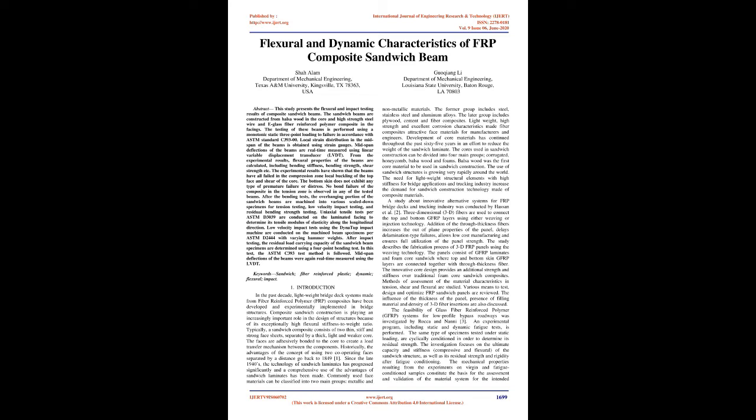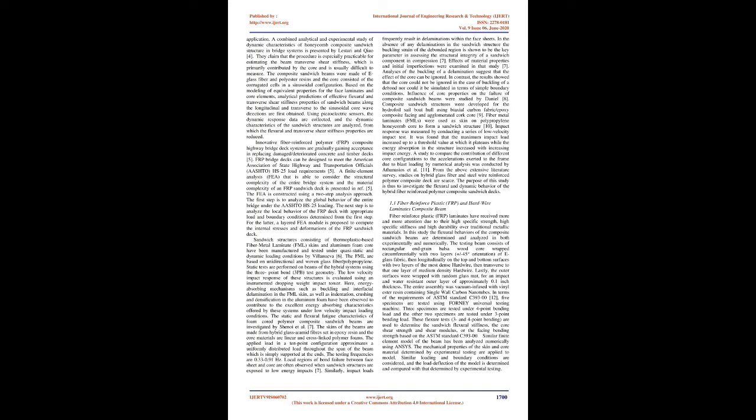Historically, the advantages of the concept of using two co-operating faces separated by a distance go back to 1849. Since the late 1940s, the technology of sandwich laminates has progressed significantly and a comprehensive use of the advantages of sandwich laminates has been made. Commonly used face materials can be classified into two main groups, metallic and non-metallic materials. The former group includes steel, stainless steel, and aluminum alloys. The latter group includes plywood, cement, and fiber composites. Lightweight, high strength, and excellent corrosion characteristics made fiber composites attractive face materials for manufacturers and engineers.